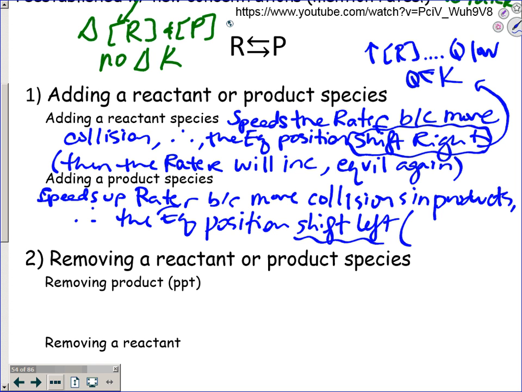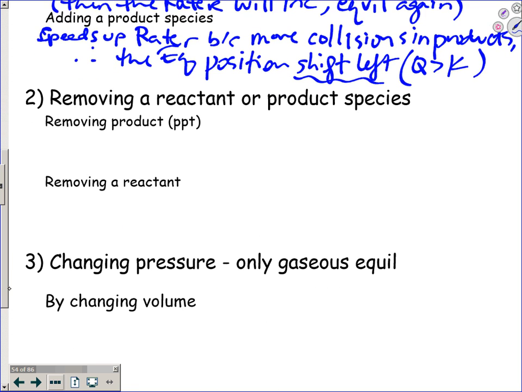And this is all because what have we done to Q artificially by adding product species? We've made Q greater than K, so to allow equilibrium to be reestablished, we need Q to what? Decrease, and the only way you're going to get Q to decrease is by taking away products, so making them get consumed. As they react, they are consumed, and the Q value equilibrates with K. You good here?